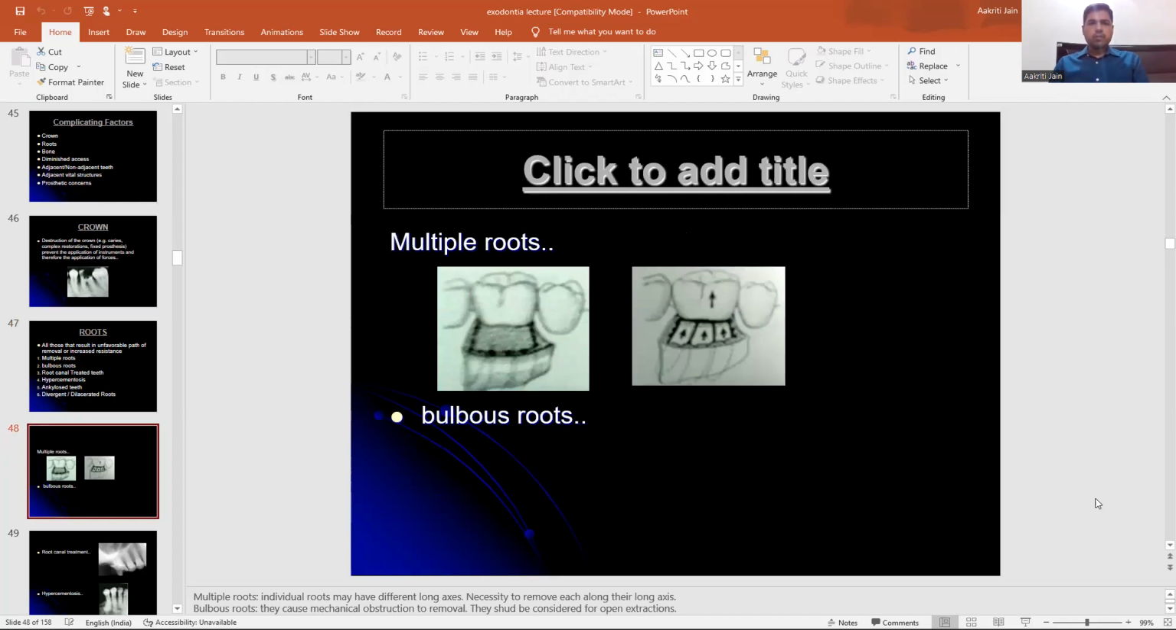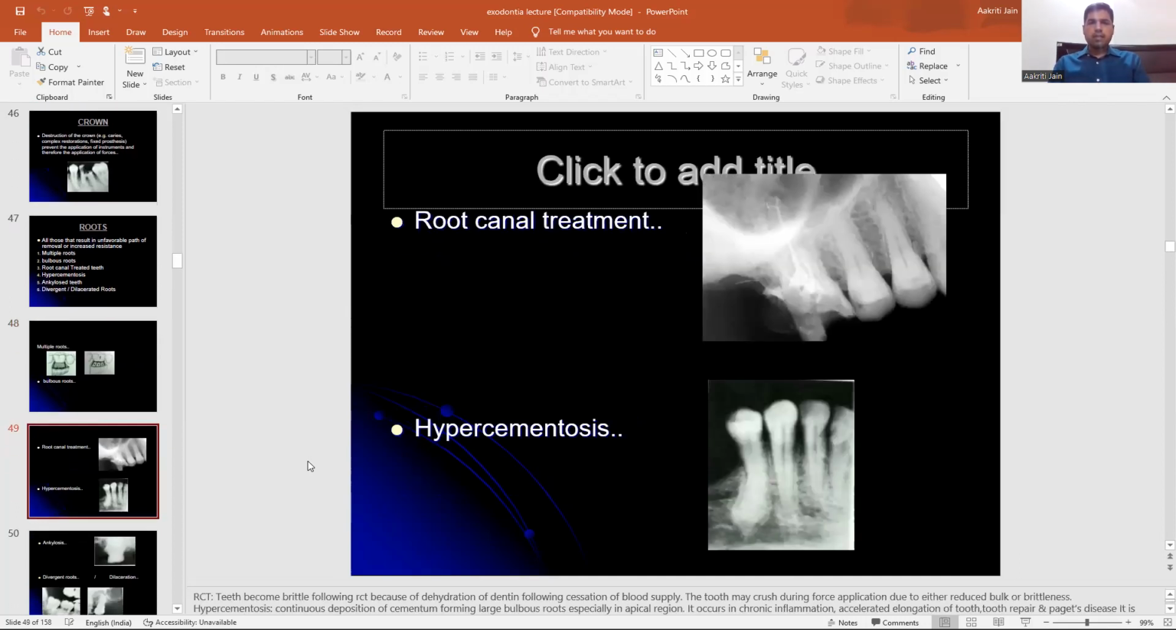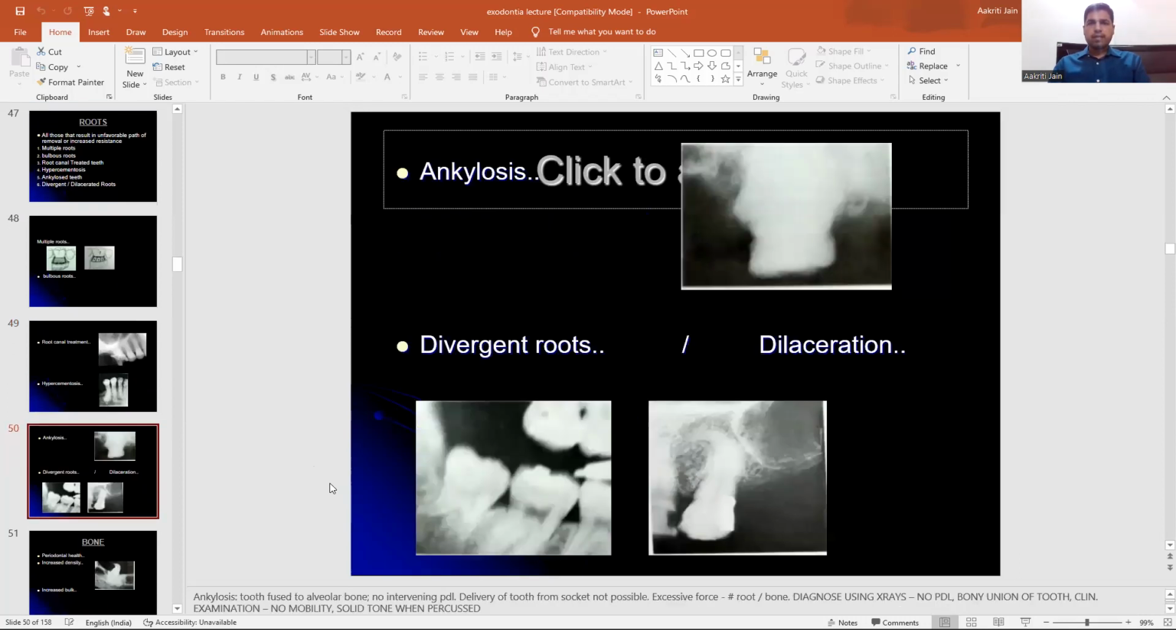Others are multiple roots, as you can see in the pictures, and bulbous roots. These are root canal treated teeth with a periapical infection. This makes the tooth very brittle. Hypercementosis, as you can observe in the bony area, makes it very difficult to extract. These are some of the radiographs of the ankylosed tooth. Divergent roots and dilacerated roots. As you can see, the curvature of the root in this radiograph.